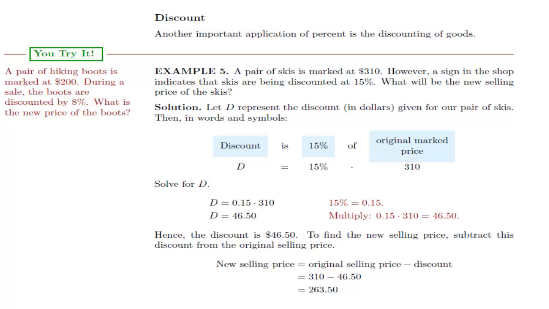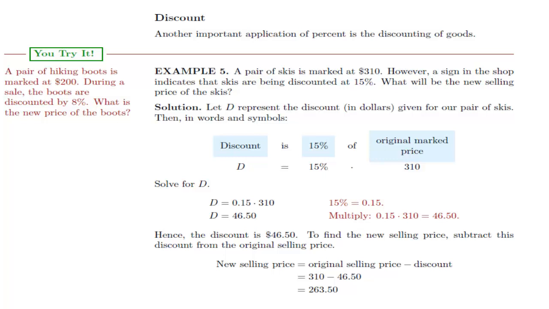Solution. Let D represent the discount in dollars given for our pair of skis. Then in words and symbols, discount D is equal to 15% of, or times, the original marked price of $310. Solve for D. D equals 15% times 310, and 15% converts to decimal 0.15, hence D equals 0.15 times 310. And 0.15 times 310 equals 46.50, hence the discount is $46.50.